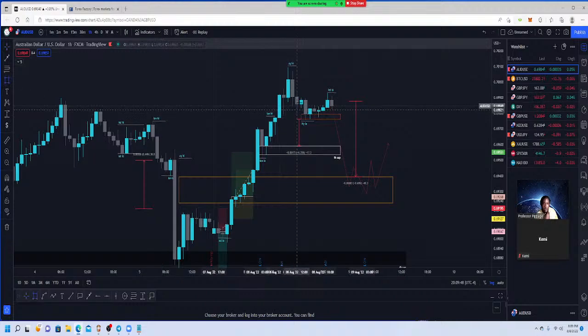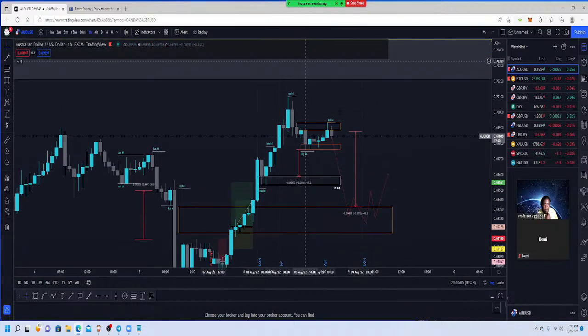And then if we break above resistance right up here, then potentially there's a high chance that we're going back to retest this high and even push higher into that 4-hour level.